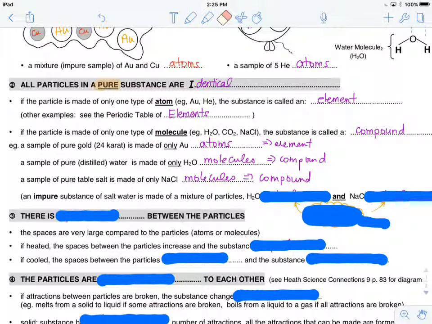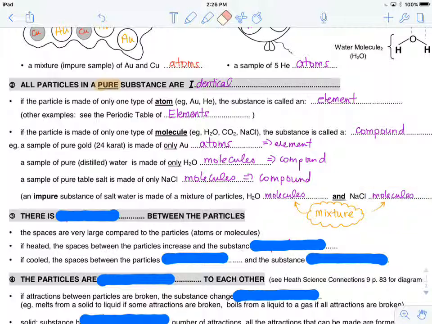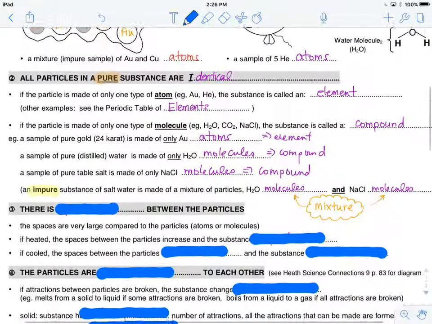Okay. However, if we were to mix salt and water, we notice that that's made up of a mixture, H2O molecules and salt molecules, and that gives us a mixture. So we have a little bit of a difference, and that is an impure substance. And so that's why this word is highlighted here or bolded. It's an impure substance. And you can see that in an impure substance, these are not identical. NaCl and H2O are not identical, so that's an impure substance. But a pure substance has particles that are identical.